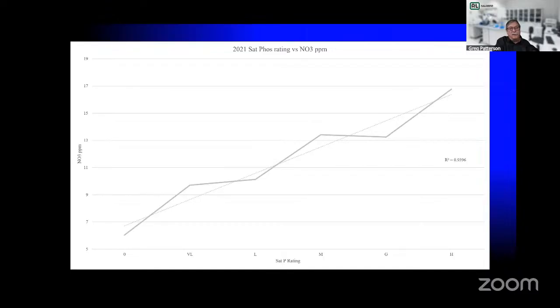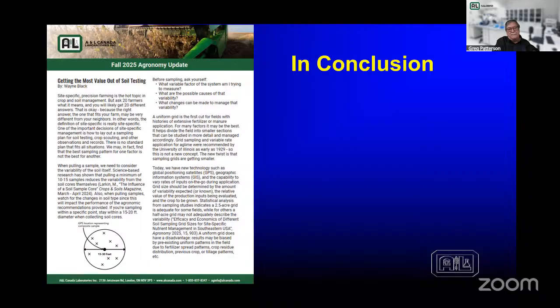But the most important thing is we need to do a better job of getting an understanding of the variability of these fields so that we can take into account the overall variability of the field as part of that, particularly in this case, of nitrates. So in conclusion, we need to do a better job of soil sampling.